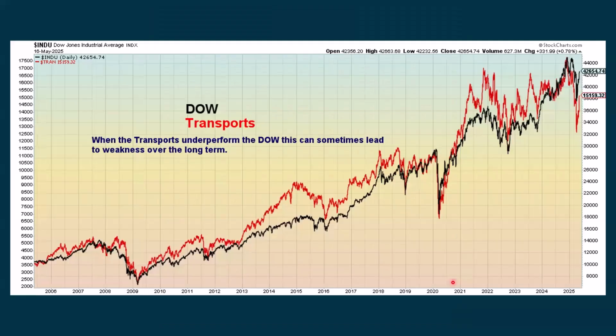And we look at the Dow and the transports. The transports are still lagging. They're trying to make a comeback here. That's the red line, but they still continue to underperform the Dow.